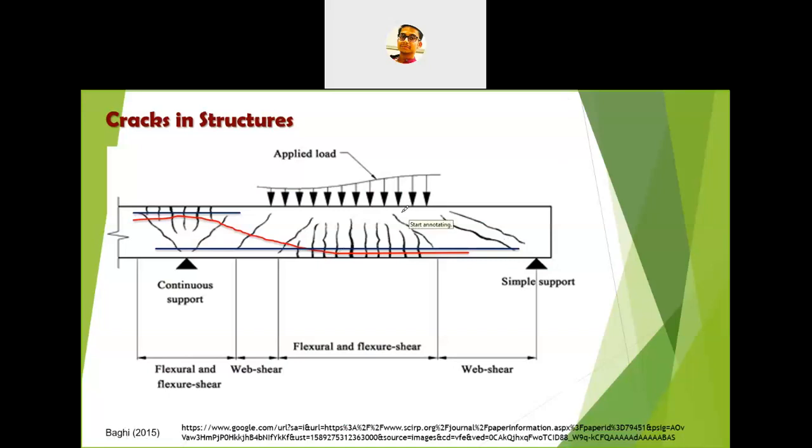Here you can see these are the flexural cracks, these are all the shear cracks, and these are all the cracks that are due to negative bending moment. In the continuous support, you will find negative bending moment at the top. Due to this negative bending moment, you will see a tension zone at the top of the member. The red line indicates the tension zone, and how the tension zone differs in such cases.